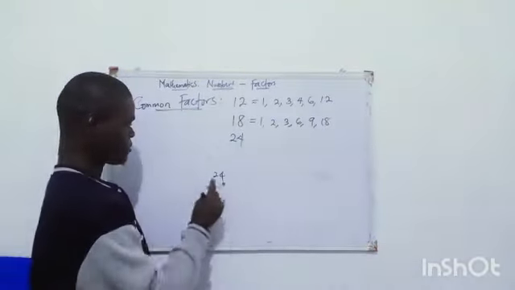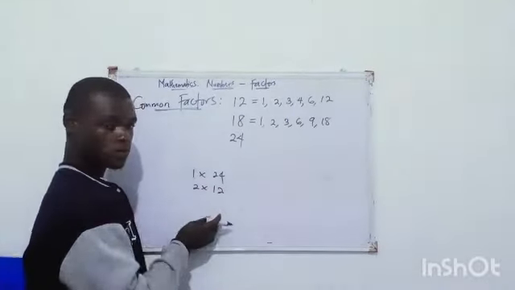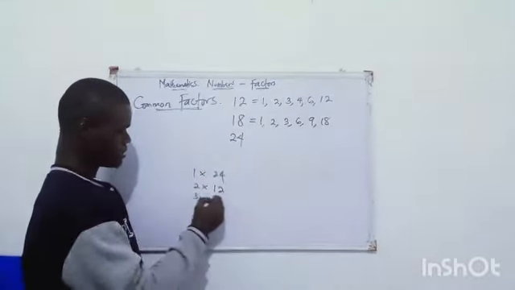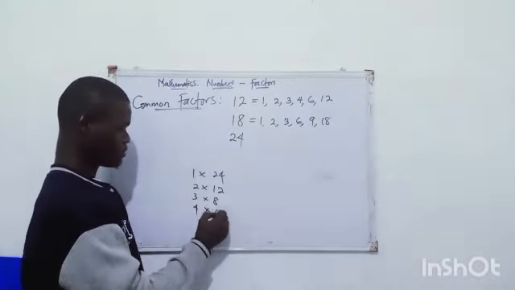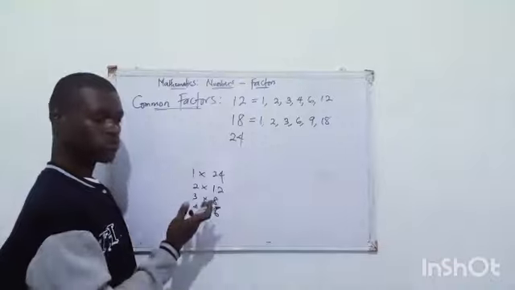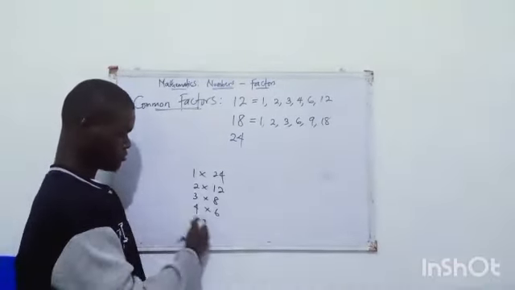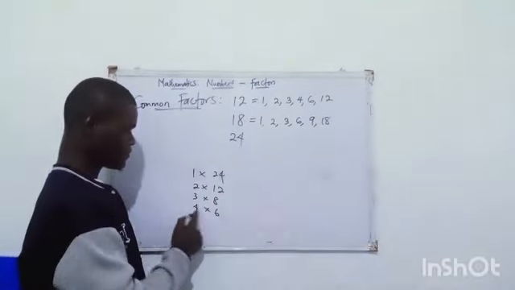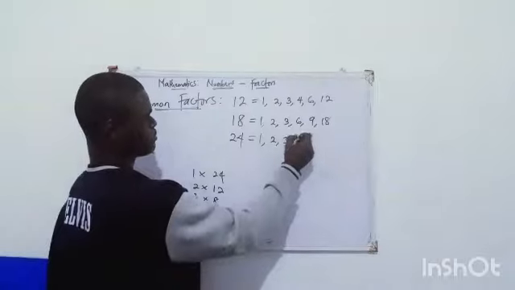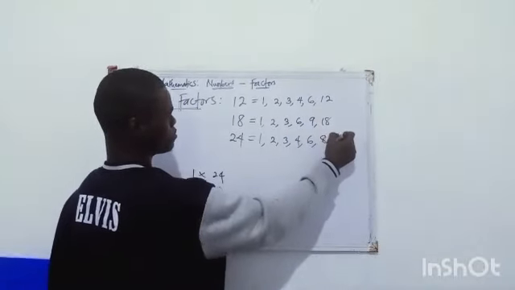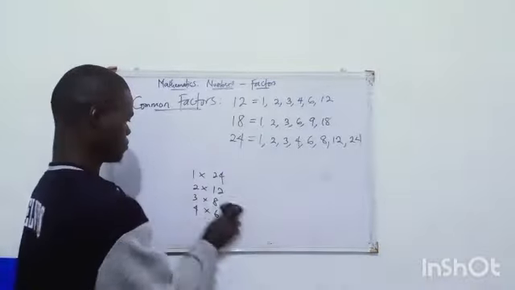What are the factors of 24? You have 1 times 24 give you 24. 2 times 12 will give you 24. Next number is 3. 3 times 8 gives us 24. Can 4 go? Of course. 4 times 6 will give us 24. Can 5 go into 24? No. Can 6 go? Yes. The 6 is already here. So our factors are complete. So 1, 2, 3, 4, 6, 8, 12, and 24. These are all the factors of 24.